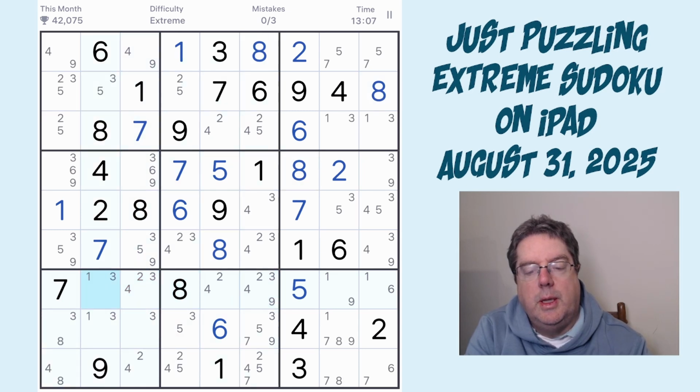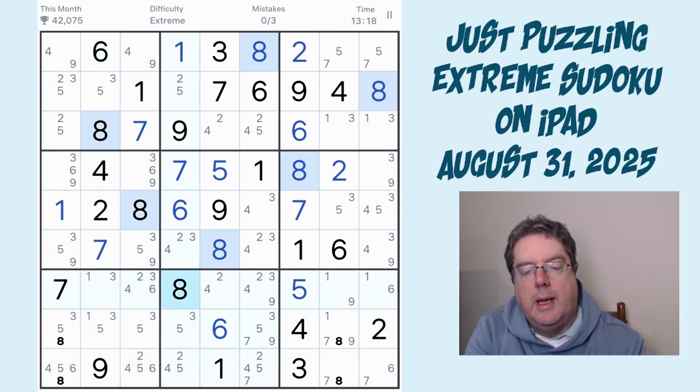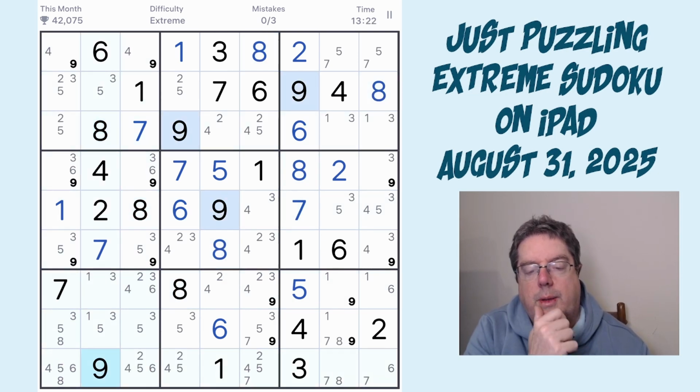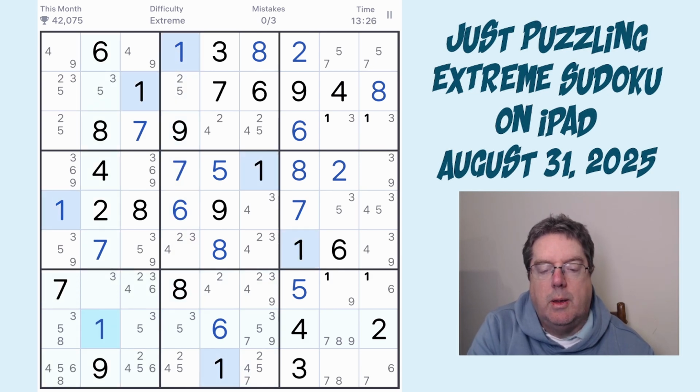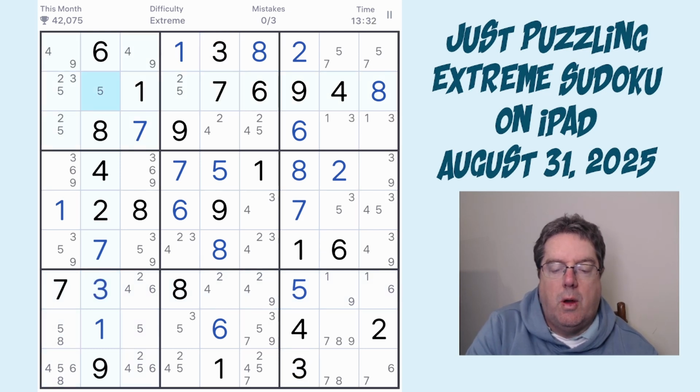5 comes across here, so 5 is done. 6 comes across here, 6 comes down here. 7, 8 comes across here, 8 comes down here. So that's that. So now I have a 3, 5 pair, so this has got to be a 1, because it can't be a 3, 5. Because of that, this is a 3, and this is a 5.